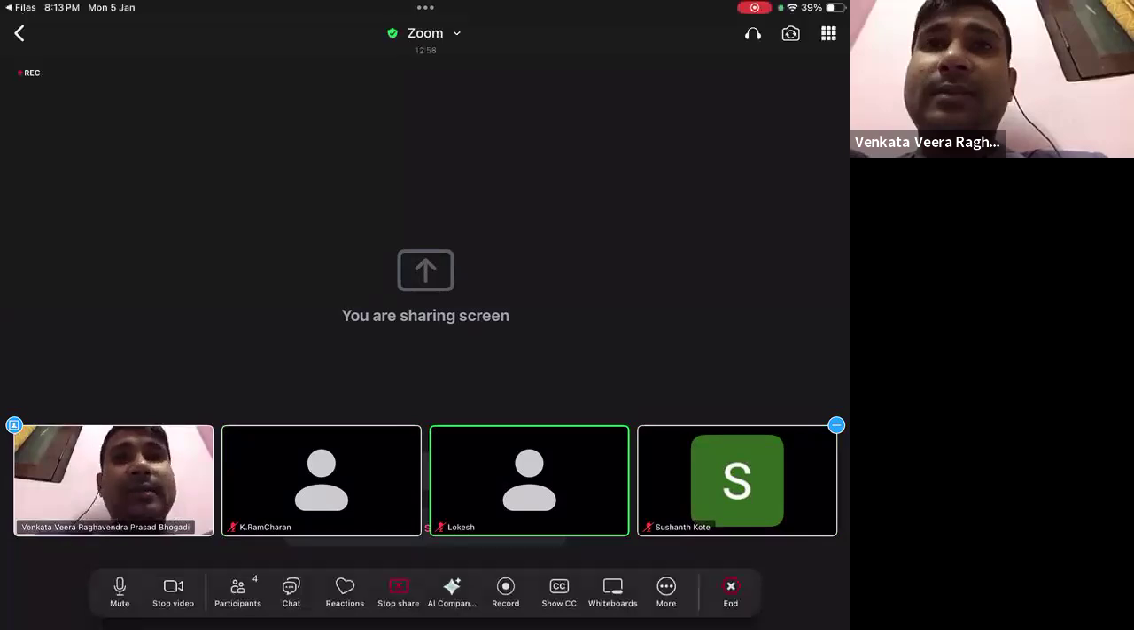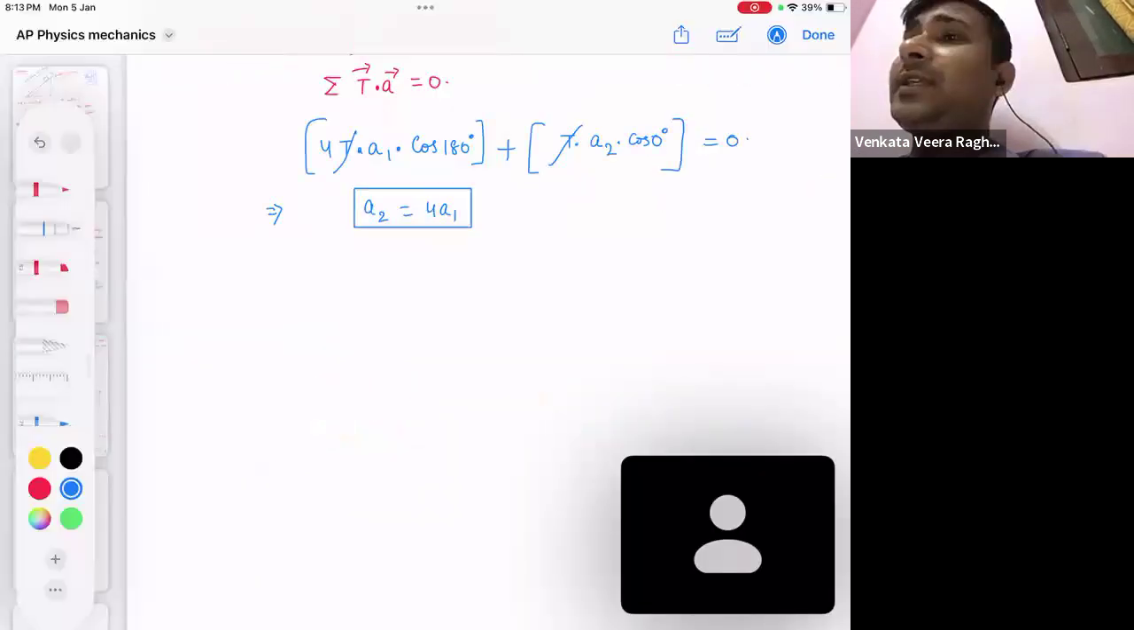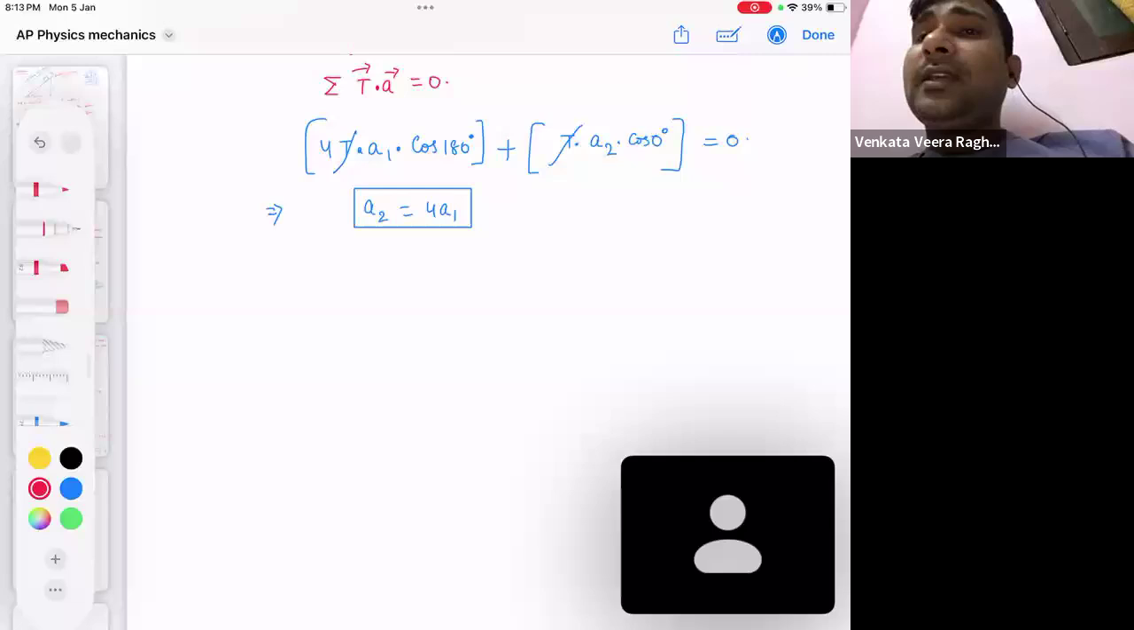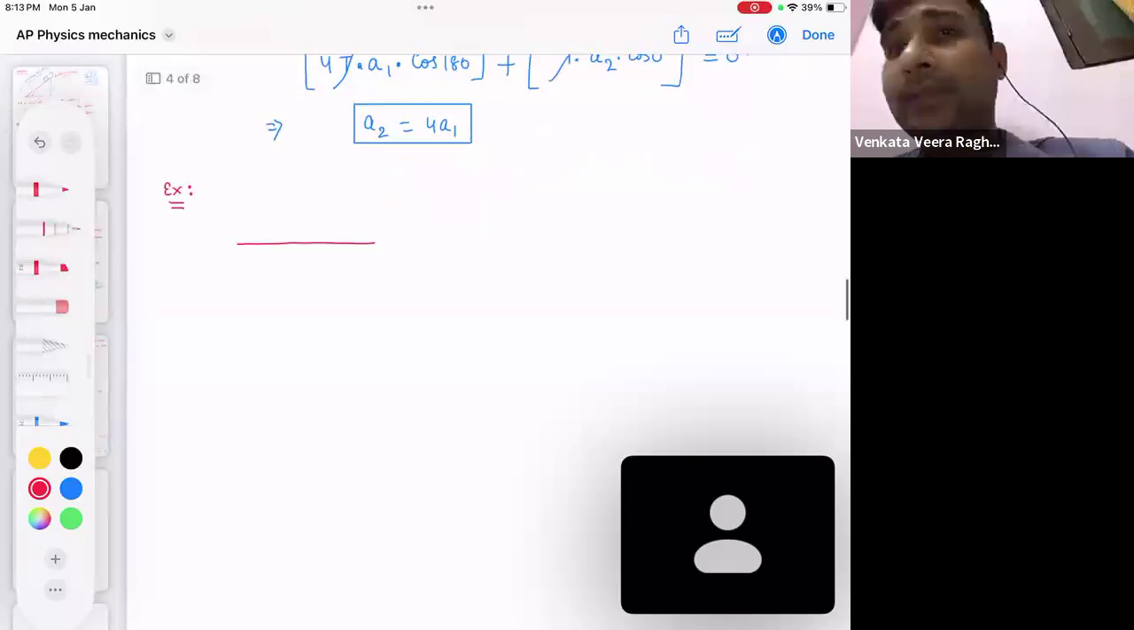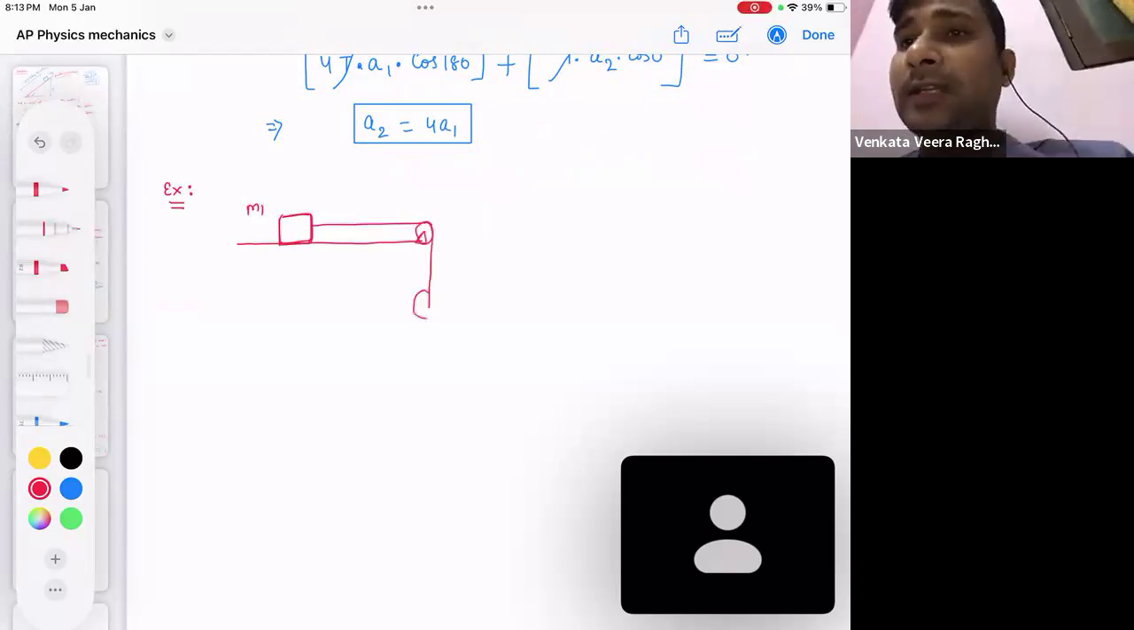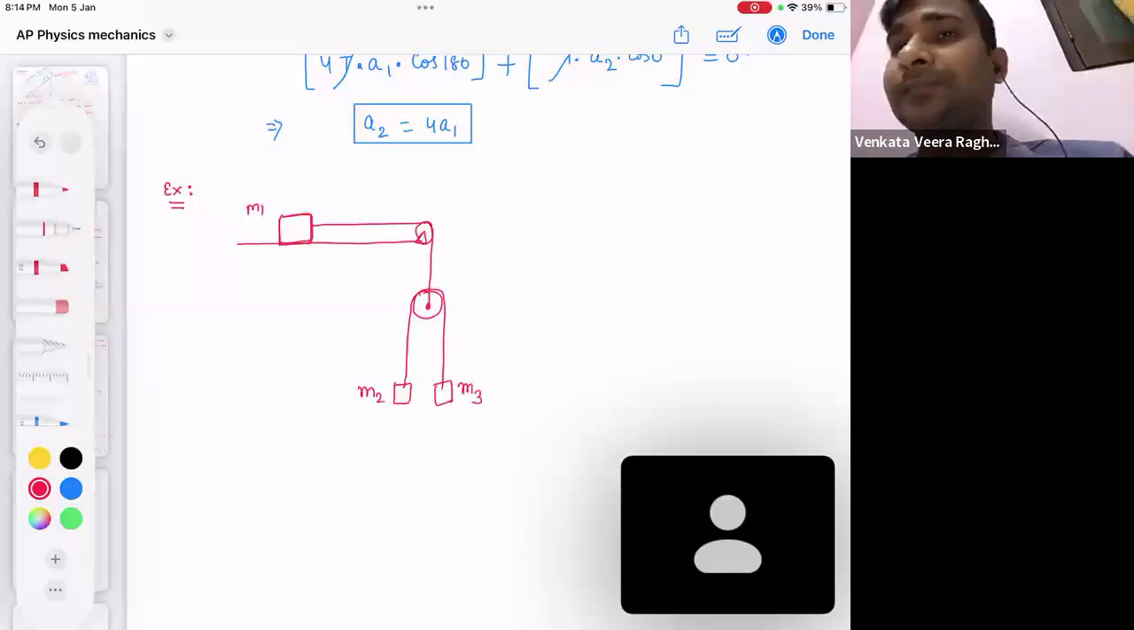If you understand how to write the tension in these cases, you will be very easily able to apply the pulley constraint. Let's say an example I'm giving to you. This is the M1 block connected over the pulley like this. This is a fixed pulley. And on the lower side, we have another pulley. And this is another string, and this string is connecting two different blocks. Let's call them M2 and M3.